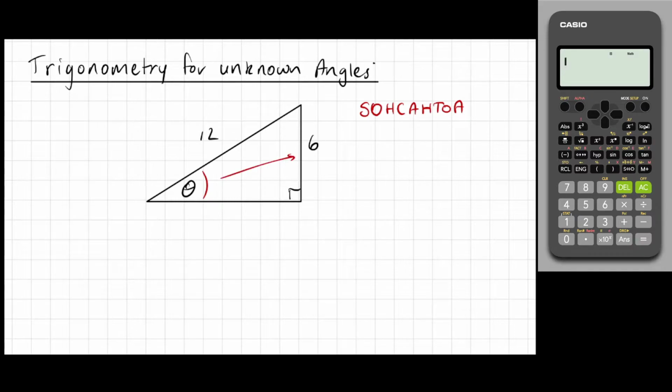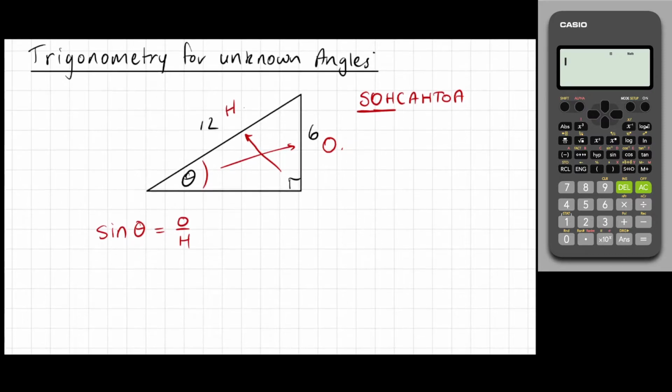We've got the side over here, which is our opposite, and the side across from the right angle, the longest side of the right angle triangle, which is our hypotenuse. Now, which of our trigonometric ratios uses the opposite and the hypotenuse? Looking back up here, it's the sine. So we're going to write out our formula. Sine theta is equal to opposite over hypotenuse.